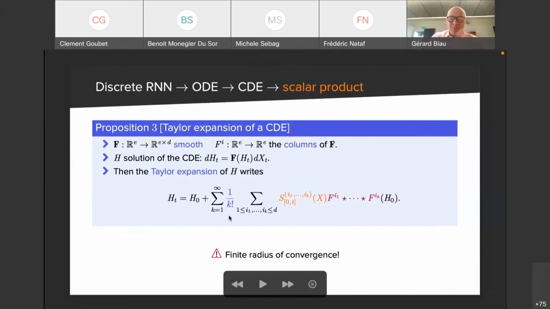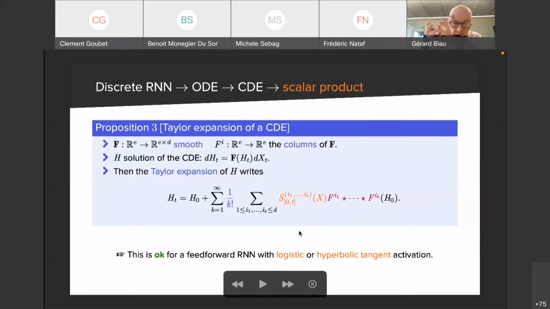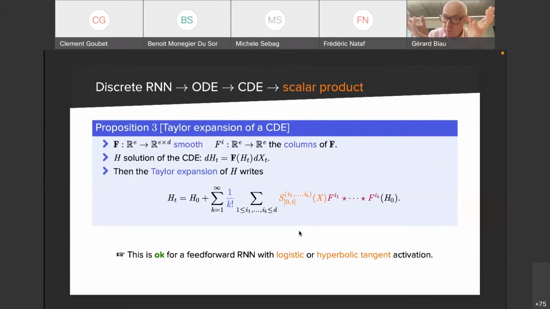So there is some radius of convergence. And so this formula, it's true, I mean, the limit is true, provided the tensor field is bounded locally. And what is interesting is that the assumptions of boundedness are okay. We can verify them for typically a feed-forward RNN with a logistic or hyperbolic tangent activation.